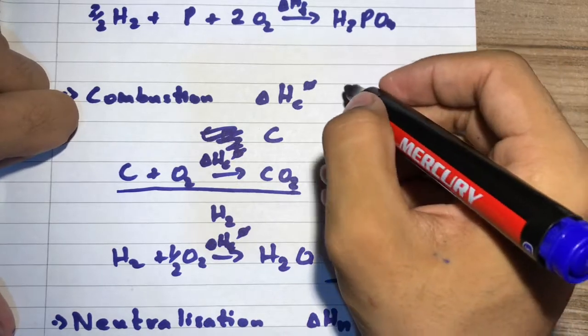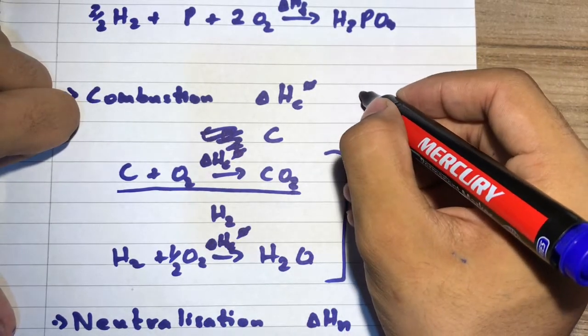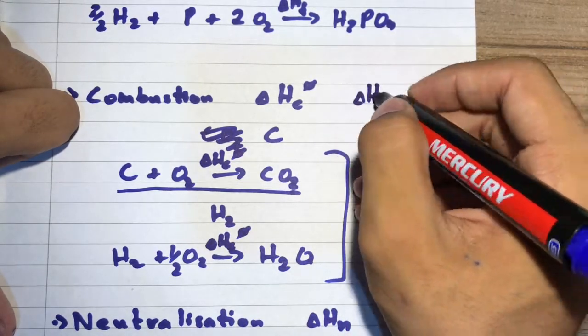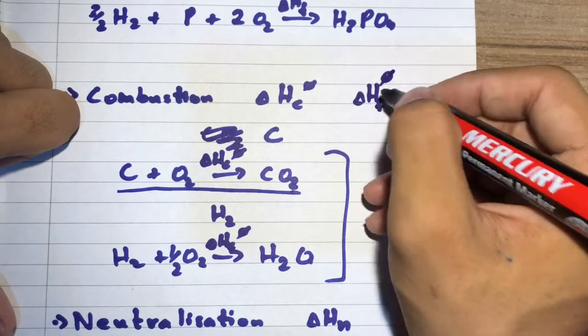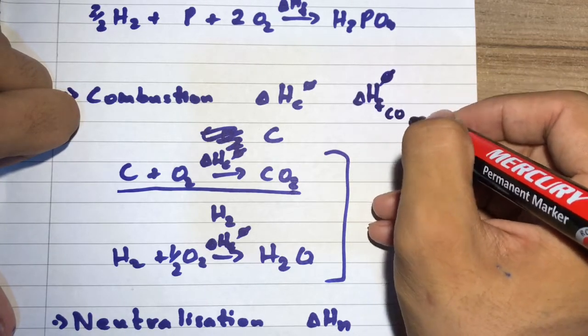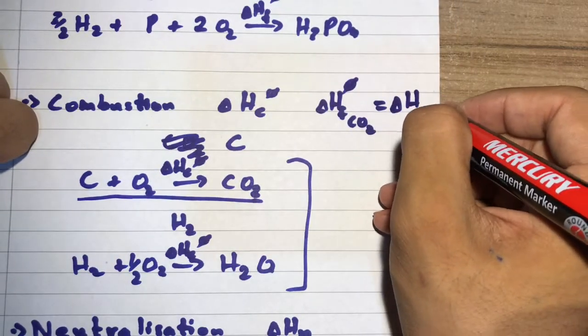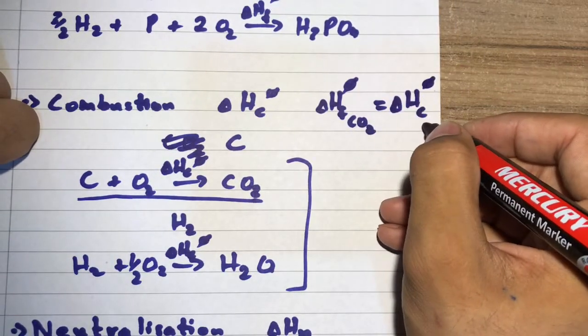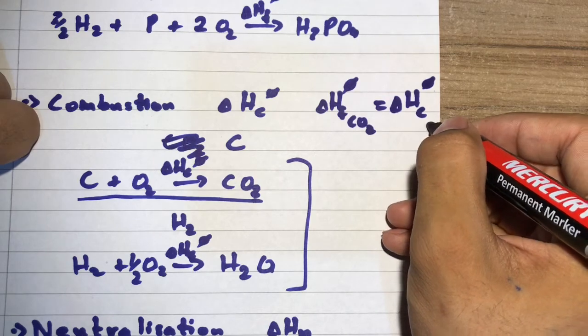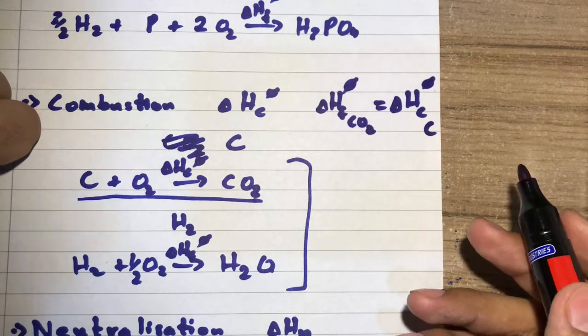So from this we get that delta HF phi of carbon dioxide is equal to delta HC phi of carbon, or you can write graphite, whatever. It's carbon.